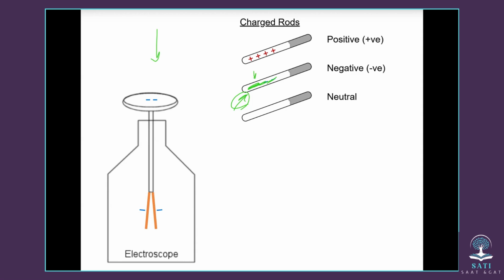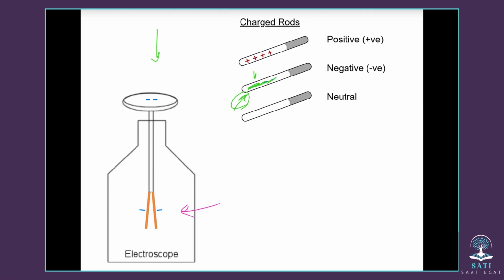Okay, we know that these leaves now are, as you see, partially open. So now, if I move a rod towards the electroscope, and this rod has the same charge that the electroscope already has, in this case, the leaves will be opened more. The leaves will be opened more because they'll gain more electrons, more of the same charge.